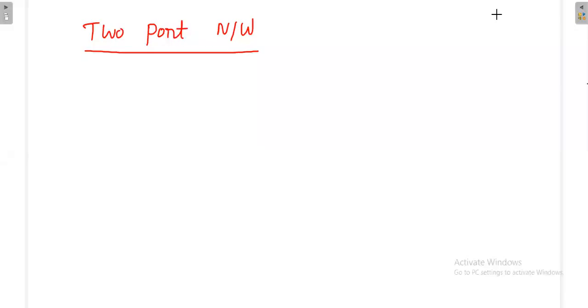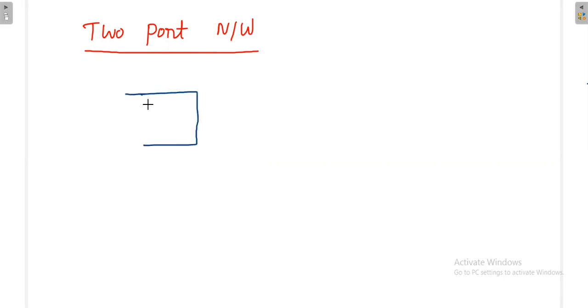Our next topic is two-port network. In general, the network may consist of any number of ports. It may be single port or two-port or multi-port. But in general, now we'll discuss the two-port network. Two-port network means this is the network.